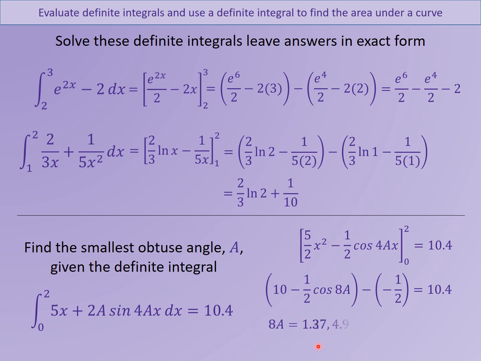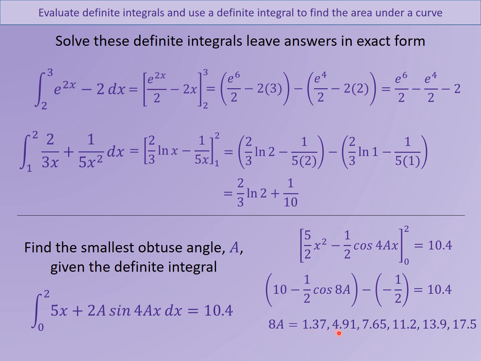Solve it as you would do normally. So 8a equals all these different values. I just wrote down all the values I know, and I want to find the smallest obtuse angle. So you've got to think of your radians. The acute angles are anything between 0 and 90 degrees. That will be 0 and pi over 2. The obtuse angles are anything between pi over 2, which is 90 degrees, and pi, which is 180.